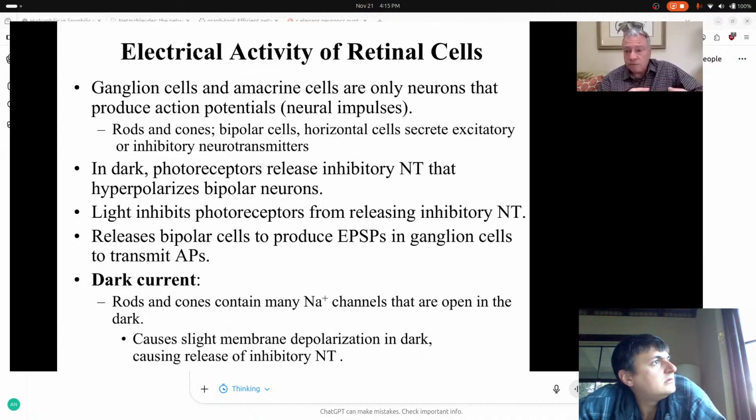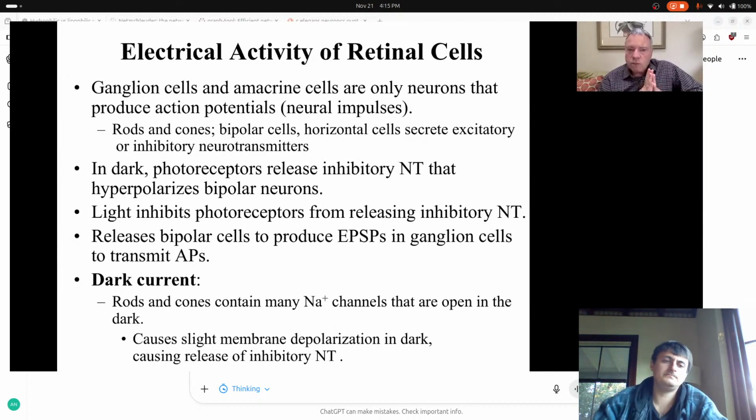We talked about this with the hair cells, where there's a background rate of how fast they fire, and you can either make that rate faster or slower. So there's a background rate in how fast these are firing, which means they're secreting a neurotransmitter all the time. But the neurotransmitter they're producing is an inhibitory neurotransmitter. So they're inhibiting the bipolar cells. Remember, we went from ganglion cells to bipolar cells to photoreceptors. They're inhibiting the bipolar cells from firing.